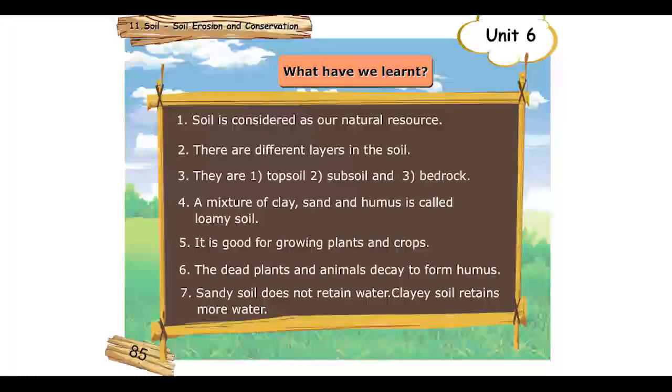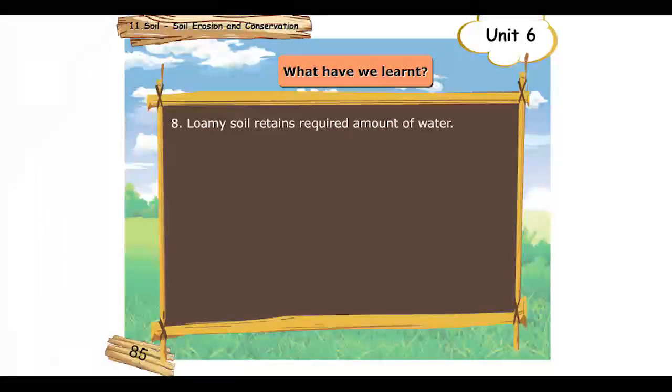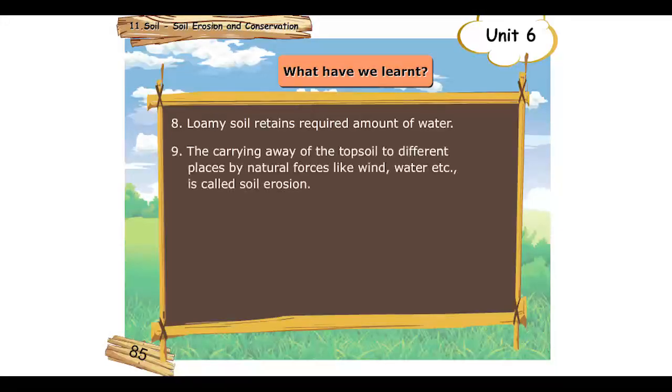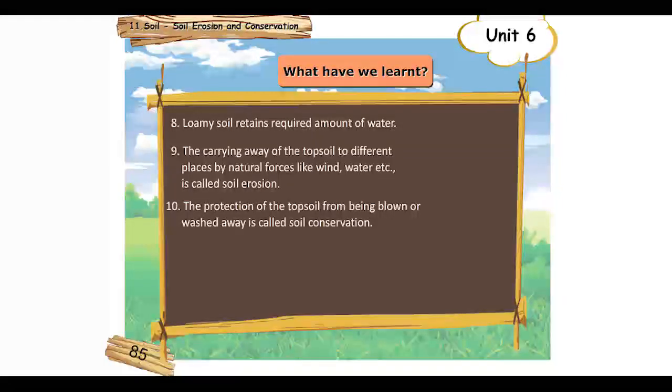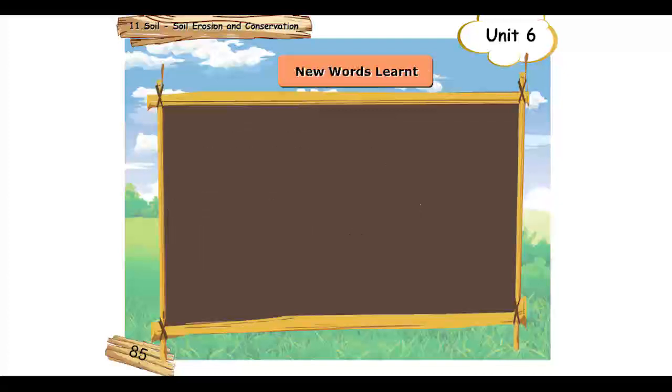Sandy soil does not retain water. Clayey soil retains more water. Loamy soil retains required amount of water. The carrying away of the topsoil to different places by natural forces like wind, water, etc. is called soil erosion. The protection of the topsoil from being blown or washed away is called soil conservation.